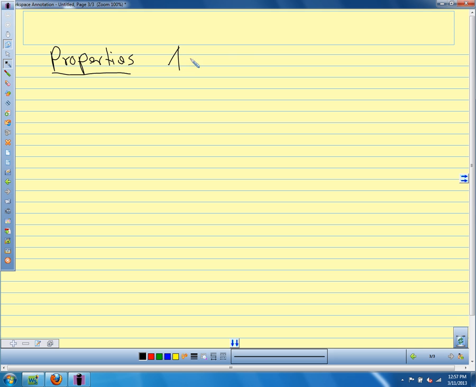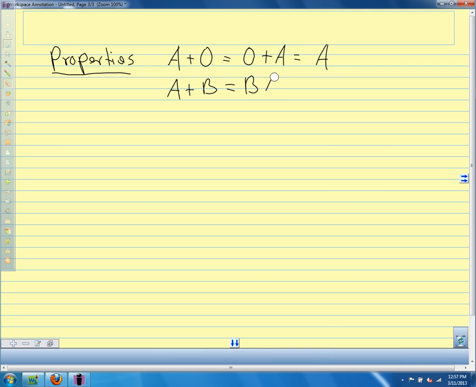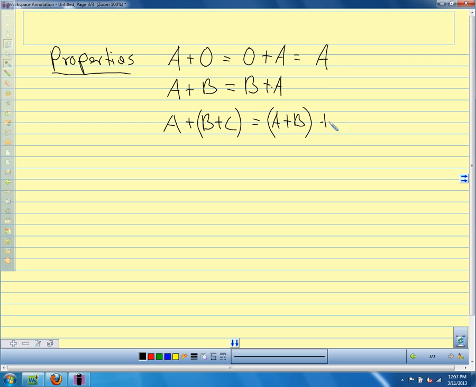So any matrix plus the zero matrix equals a zero matrix plus any matrix. It's just the matrix itself. I can change the order of addition for matrices. Doesn't matter what order I add them in. We also have the associative property. I can group them however I want.